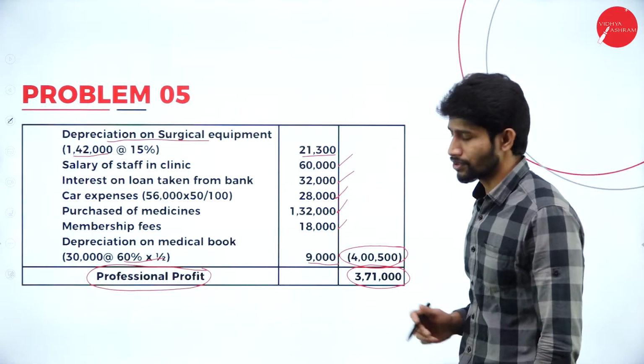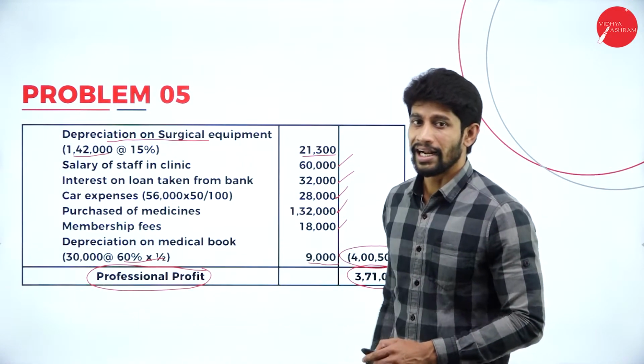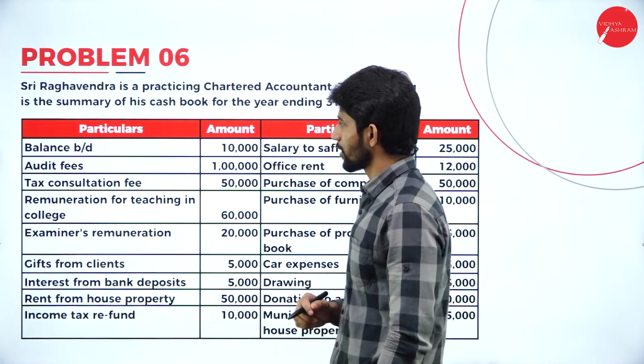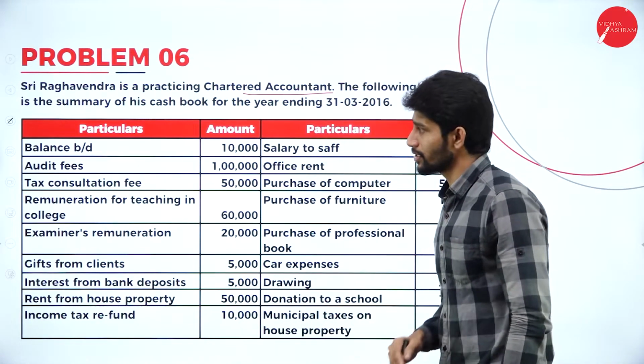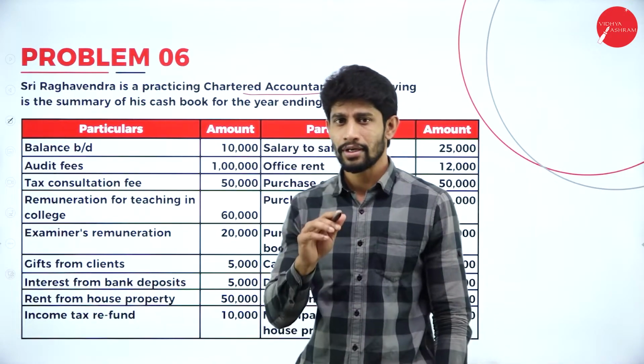So, this is how we are supposed to solve. We will move on to the next problem. Problem number 6. Sri Raghavendra is a practicing chartered accountant, and this information is relating to his profession.